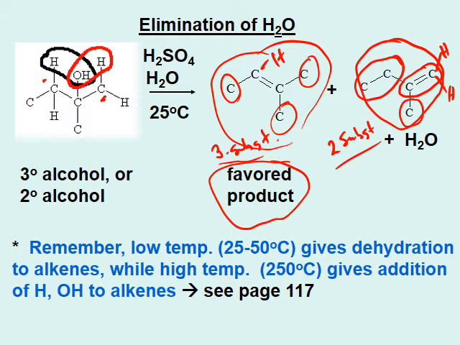I want to remind you, this is on page 117, that relatively low temperature gives dehydration. Like in this case, dehydration happens. On the other hand, if temperature is very high, like 250 degrees centigrade, addition reaction of H and OH will take place to alkene. So you have to control the experimental temperature in order to get your desired product.